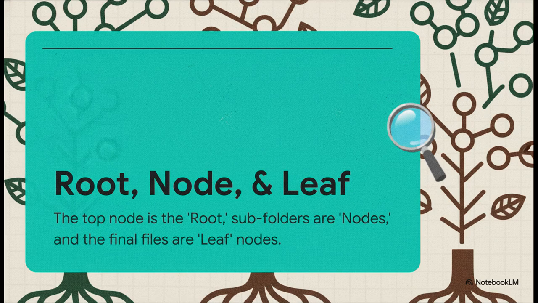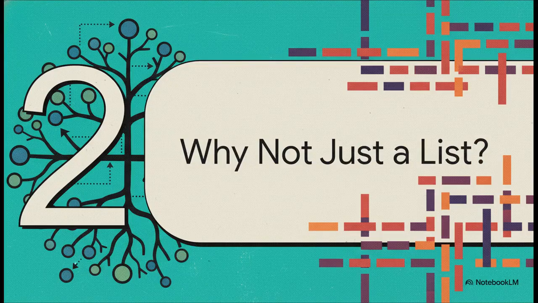And you know what? The terminology is just perfect. The top-level folder, like your main drive, is called the root. Any subfolder that has more folders inside it is a node, and the actual files at the very end of the line, the ones with nothing inside them, we call those leaves. See? Root, nodes, and leaves. It's a perfect analogy.